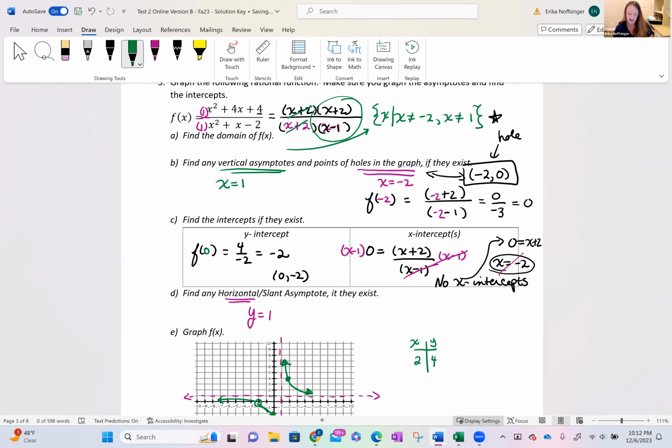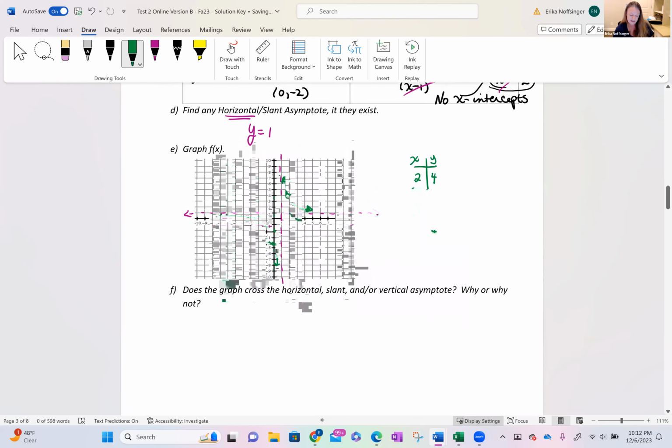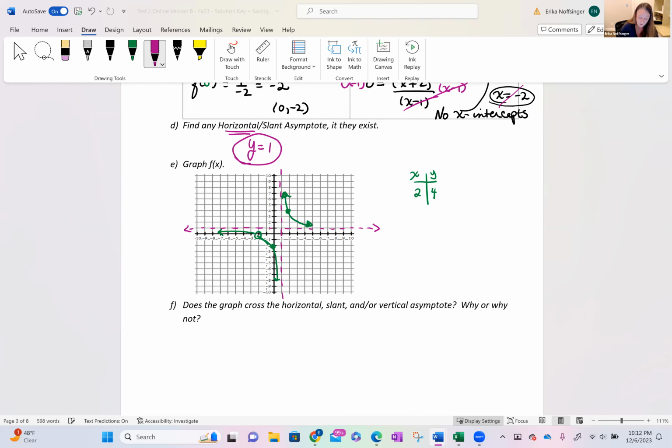So we were able to graph our rational function, and then I wanted to know for part F, does the graph cross the horizontal or slant and or vertical asymptote, y or y not? Well, a graph will never cross a vertical asymptote, and that's because it's undefined at that value, and so that value is not in our domain. It is possible to cross a slant or a horizontal asymptote. And so what we want to do is set our equation of our asymptote, which in this case is y equals 1.